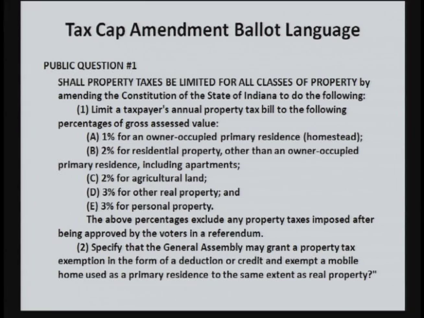Here's the amendment ballot language, and as we talked about in Part 1, what the amendment actually does is impose limits on tax bills at 1% of assessed value for homesteads, 2% for rental housing and farmland, and 3% for commercial, industrial, real, and equipment property. It excludes from the tax caps tax rates that are passed by referendum, and it also cleans up some language about the treatment of mobile homes in the Constitution, so we can treat mobile homes as homesteads.